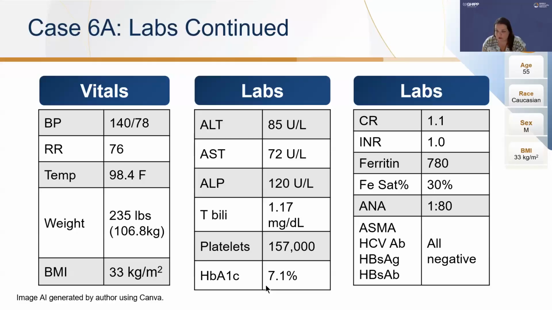Other pertinent labs, he has a normal creatinine, a normal INR. So again, with a normal INR, this is suggesting to me that he probably does not have advanced cirrhosis that would be affecting his clotting factors.